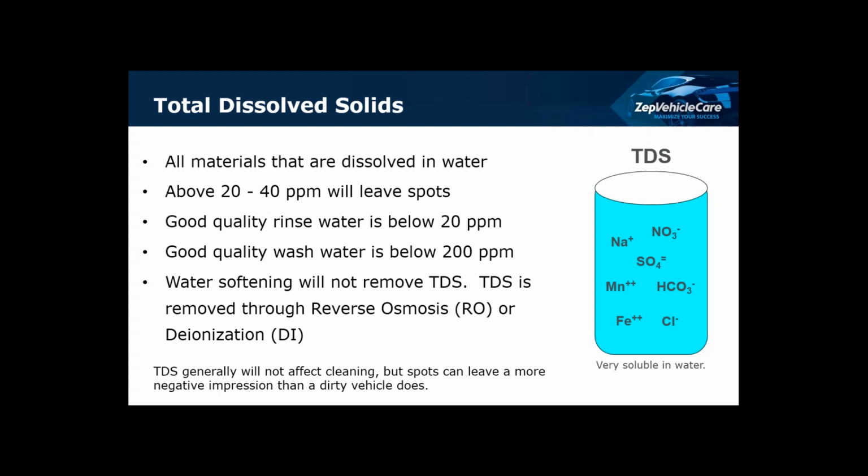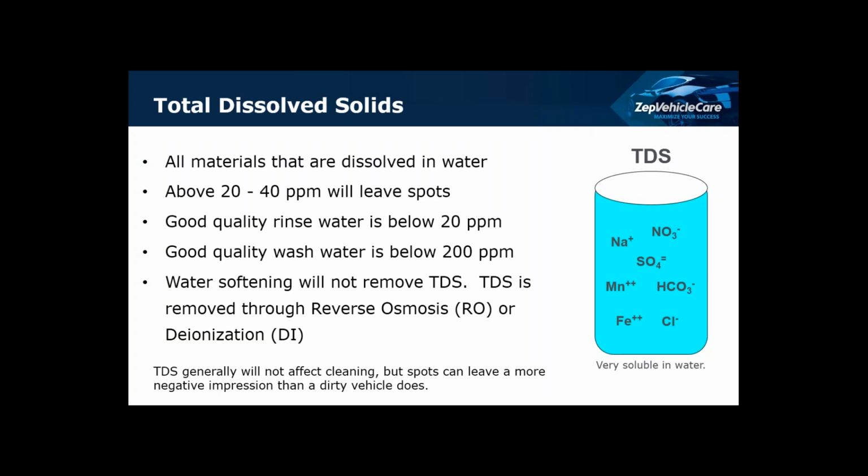Now, something that a lot of people really don't understand about water, hard water, soft water. The softening process does not remove the TDS, it just changes it. And as you can see on the right, you can see a bunch of letters and nomenclature. The Na is sodium, the Fe is iron. There's lots of different things. What a softener does is it exchanges. It's called an ion exchange.